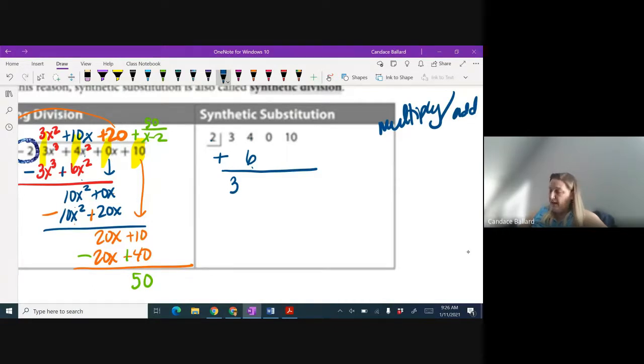All right. We're going to add the 4 plus the 6, which is 10. Then I'm going to multiply 2 times 10, which is 20. Then we're going to add the vertical, so 0 plus 20 is 20. And I'm going to multiply again. 2 times 20 is 40, and 10 plus 40 is 50. Notice the number I have in the box there.